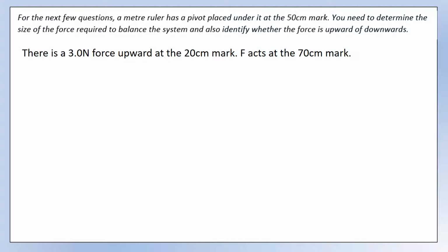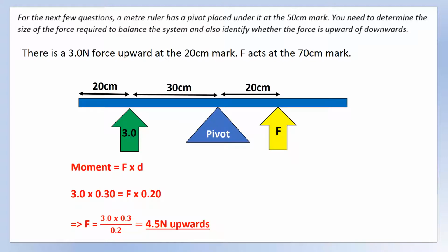Okay, so let's first turn this into a diagram, which is what you can see here. We've got a 3 Newton force upwards at the 20 centimeter mark. F is acting at 70, and the pivot is placed under the 50, so at the middle of the ruler. So the 3 Newton force is 30 centimeters or 0.3 meters from the pivot. F is 0.2 meters from the pivot. So then what we can do is multiply 3 by 0.3, divide by 0.2. That tells us the force must be 4.5 newtons upwards.